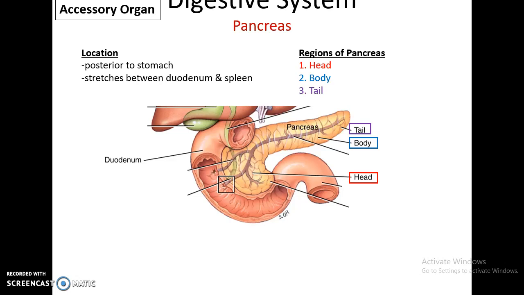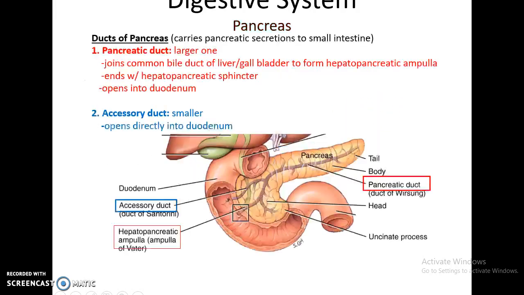So, moving on from the stomach, we have some accessory organs in the abdominal cavity that are very important. For instance, we have the pancreas, which is posterior or behind the stomach, and it stretches from the spleen to the duodenum, which is the beginning portion of the small intestines. It has a head, a body, and a tail. It has a large pancreatic duct, which leads to an opening leading to the duodenum.